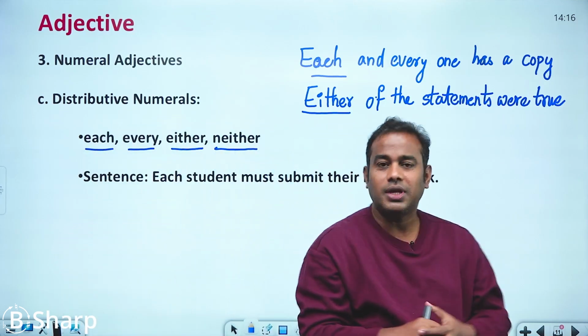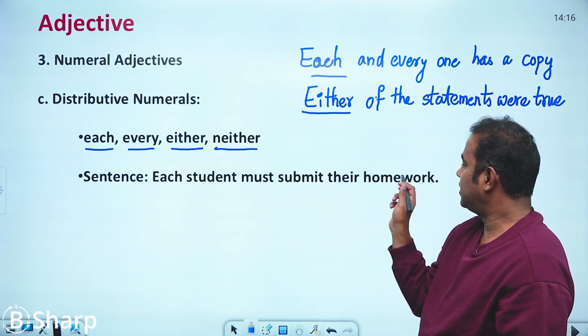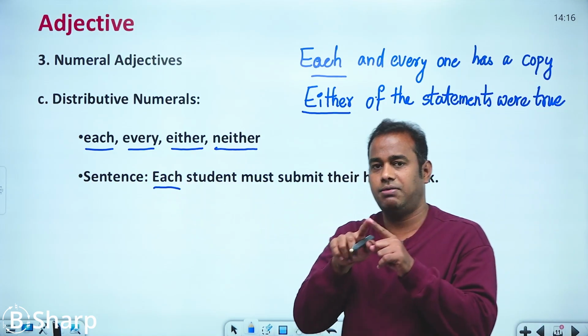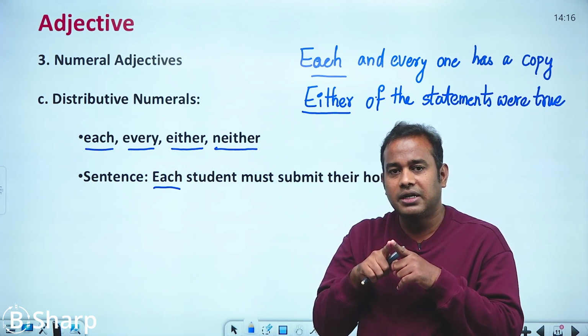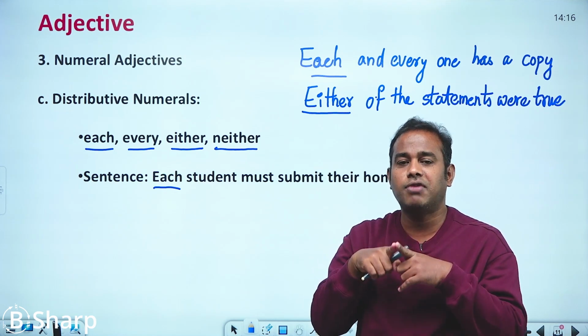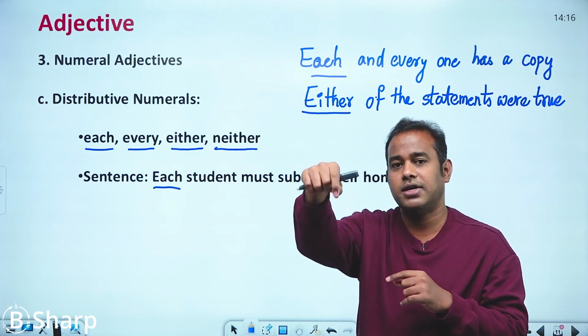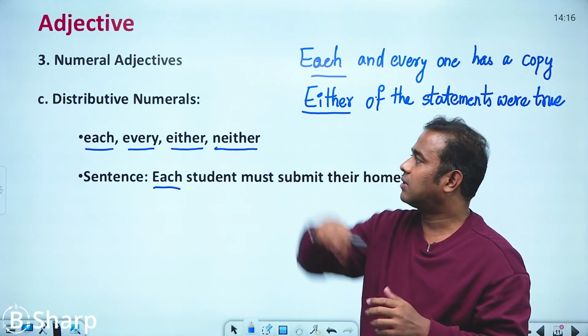Now the sentence here: each student must submit their homework. Look at here. You are conveying it for each and every person. Every student you are pinpointing, and then you are taking it. That is called a numeral adjective.